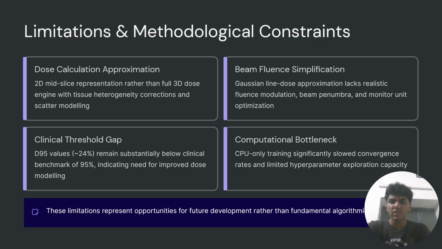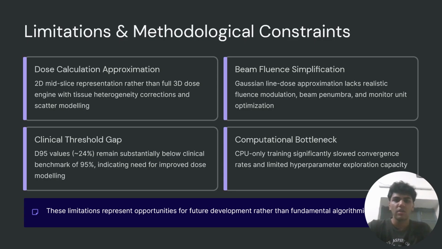First is the dose calculation approximation. We operate on a 2D mid-slice approximation instead of a full 3D dose engine. This accelerates our training but simplifies tissue heterogeneity and scatter physics. And a full 3D dose model would be the next natural extension.